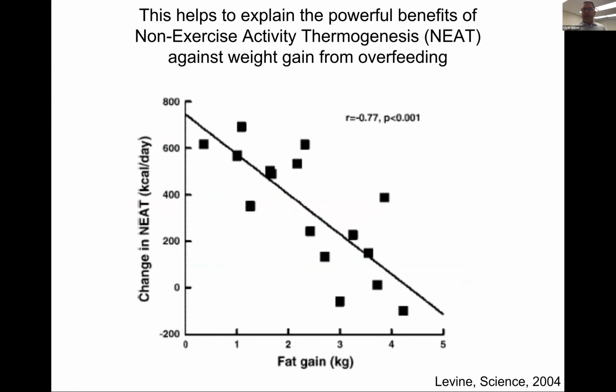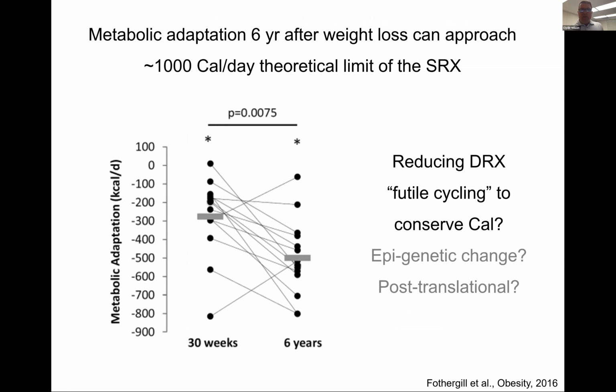So this helps us to explain the powerful benefits of non-exercise activity thermogenesis, or NEAT, against weight gain from overfeeding by as much as 1,000 calories a day, where the more non-exercise activity thermogenesis humans experience, the less weight gain, all the way down to 0, from overfeeding.